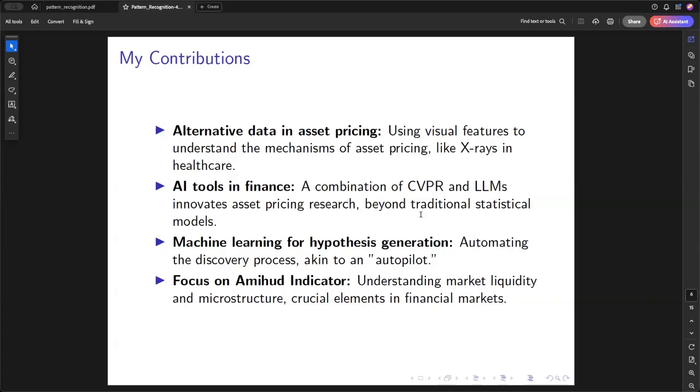My work is also related to machine learning for hypothesis generation. My approach is scalable and has potential for automating the scientific discovery process in asset pricing, and it's like an autopilot. In this study, I focus on the amplitude indicator. So this is traditionally market liquidity data and helps us better understand market microstructure.